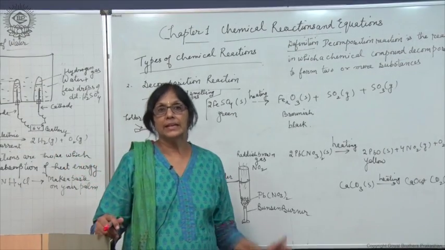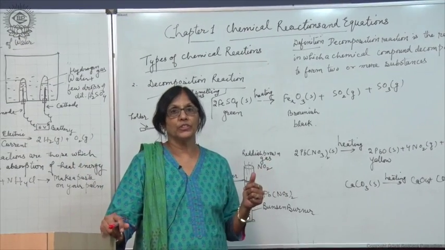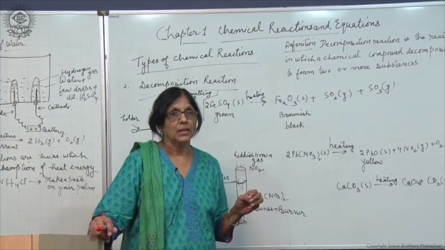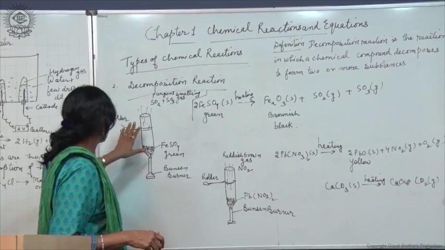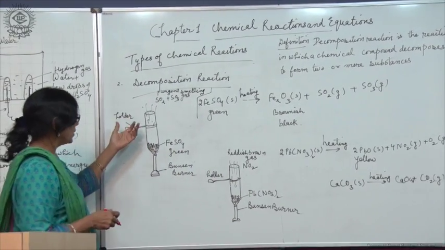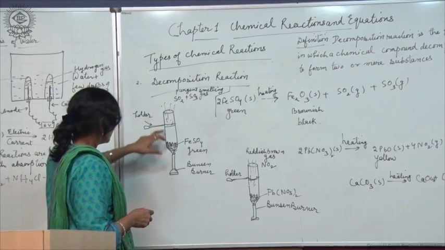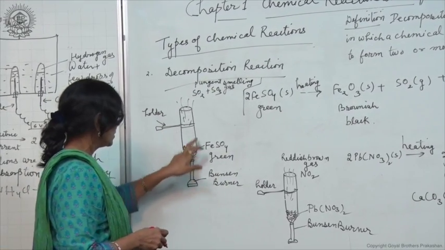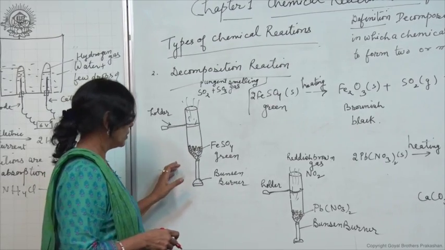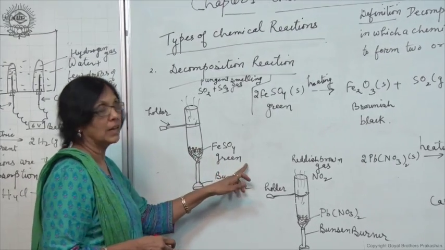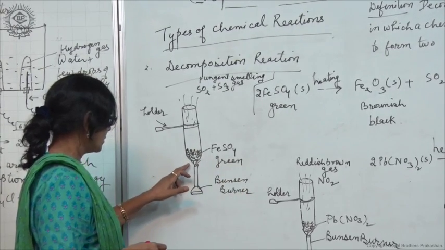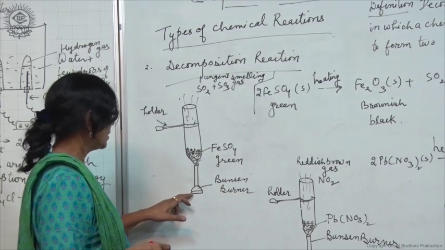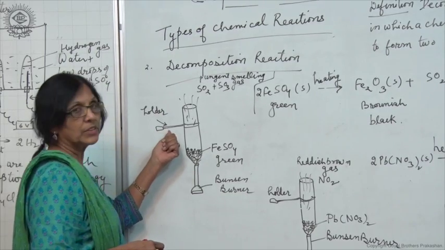Now we will discuss the second type of reaction, that is decomposition reaction. Now in this case, first of all we will perform an activity. Take ferrous sulfate crystals in a dry glass test tube. Now, ferrous sulphate is green in color. Heat it over the Bunsen burner's flame, holding it with the help of a holder.